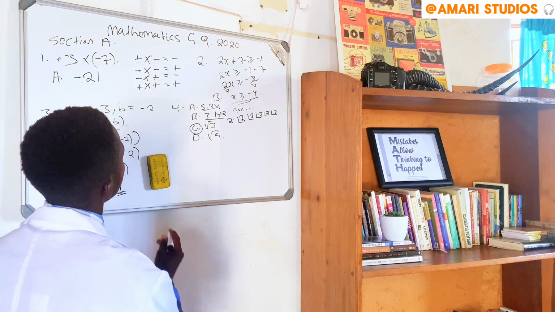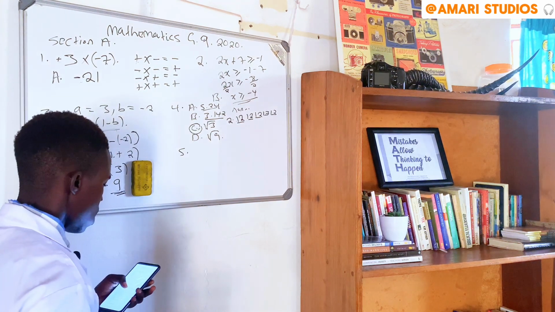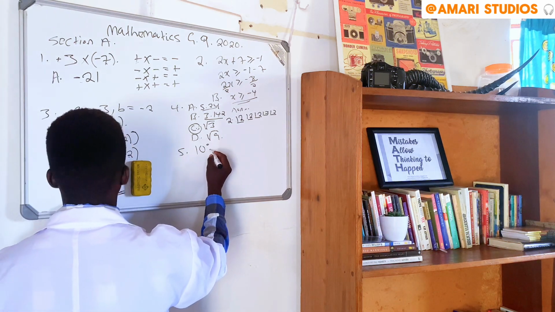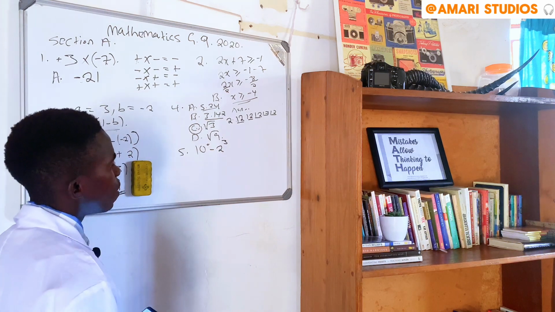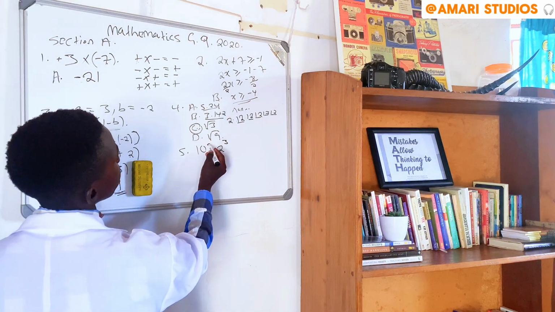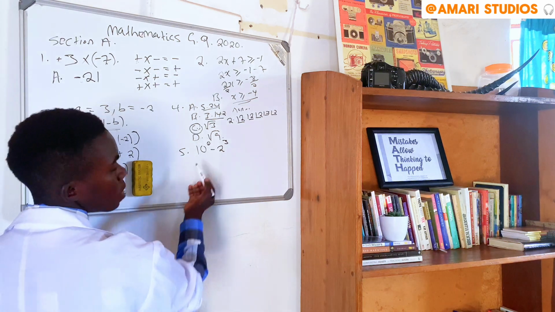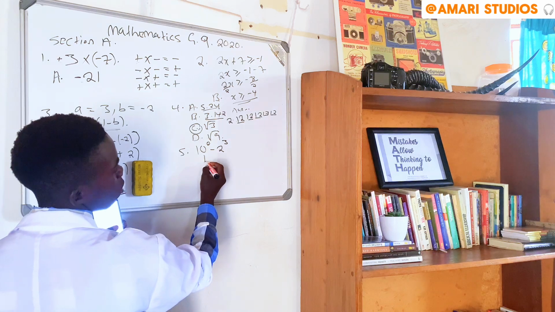So we move on to question 5 of section A. Question 5 is saying, evaluate 10 to the power 0 minus 2 to the power 3. Any number raised to the power 0 is 1. So 10 to the power 0 here is 1.